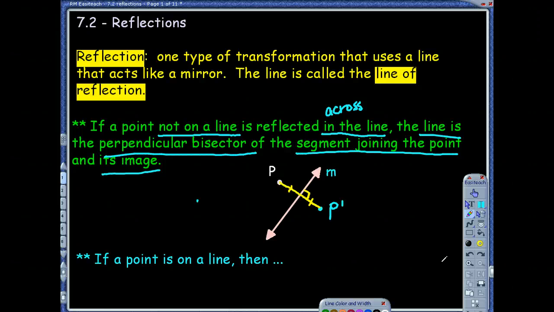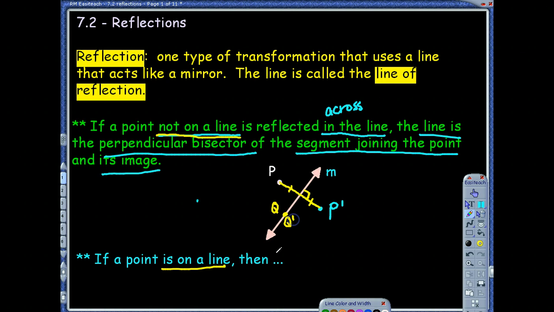Exactly. Now, here's a new question. What if a point is on the line? Because this starts off with if a point not on a line is reflected. So what if the point is on the line? What if I give you point P right here? Let me call it a different point, say point Q. Then wouldn't the image be the same thing as the pre-image? So Q prime would be at that same location.